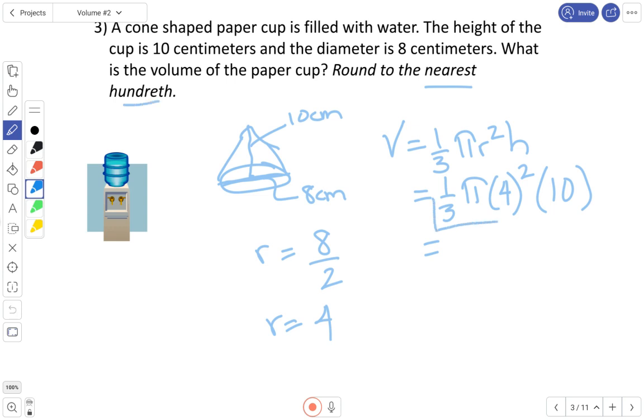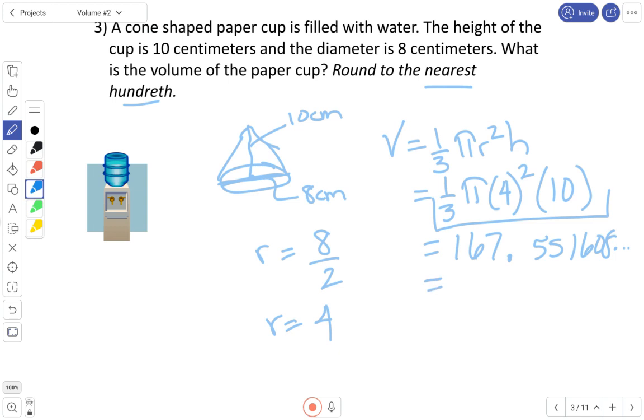I can put this whole entire thing into my calculator. So I'm going to type in 1/3, so that's 1, AB/C, 3. I'm going to hit the pi key, times 4 squared, times 10, and hit enter. And when I do that, I end up getting 167.551608, and then it keeps going.